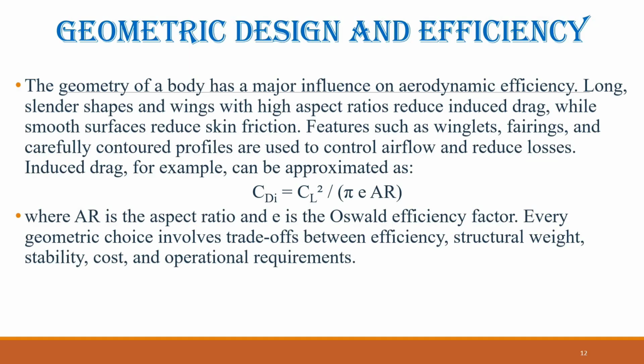Induced drag, for example, can be approximated as induced drag coefficient equals the square of the lift coefficient divided by the product of pi, the Oswald efficiency factor, and the wing aspect ratio, where AR is the aspect ratio and e is the Oswald efficiency factor. Every geometric choice involves trade-offs between efficiency, structural weight, stability, cost, and operational requirements.